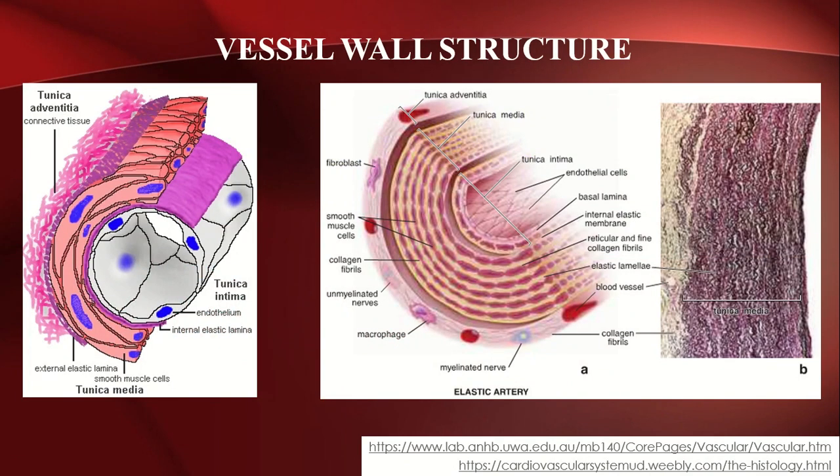Let us first remember the structure of the blood vessels. Here you see the schematic diagrams and the histological structure of the large vessels. Here is the general schematic illustration of the vessel wall, which has three tunics: the tunica intima, the inner layer; the tunica media, which especially includes elastic fibers and smooth muscles that differ regarding the vessel types; and the tunica adventitia.